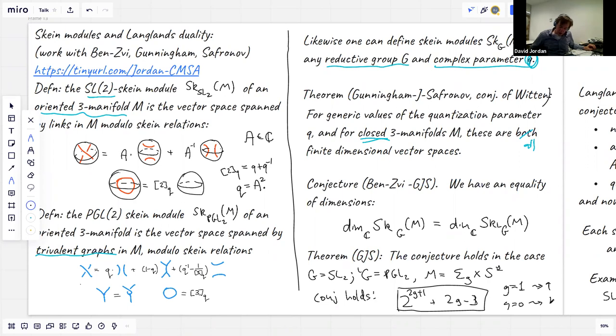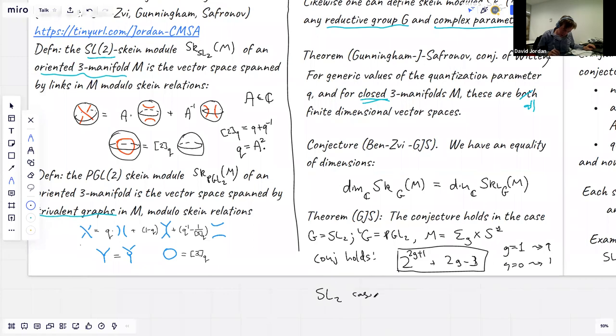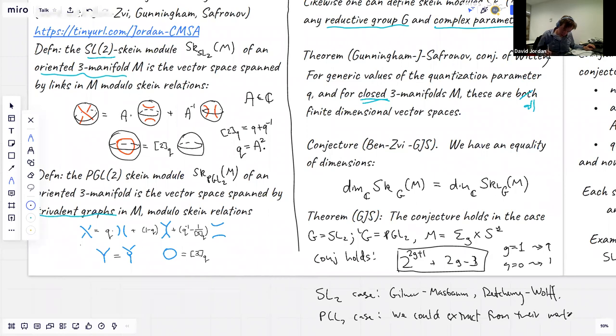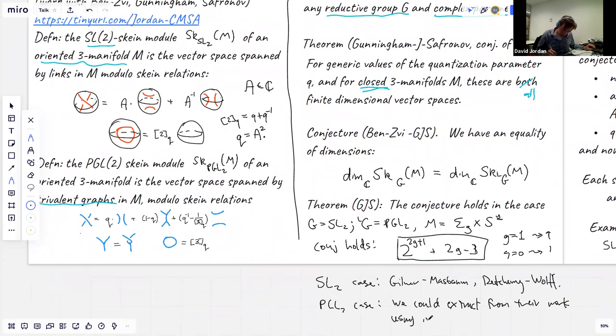So what I don't want to do is explain how we proved this theorem in great detail. I'll simply say that in the SL2 case, this was computed by Gilmer, Masbaum, and Detry-Wolf. And at the end of the talk, I'll explain that the PGL2 case we could extract from this using ideas from quantum field theory.